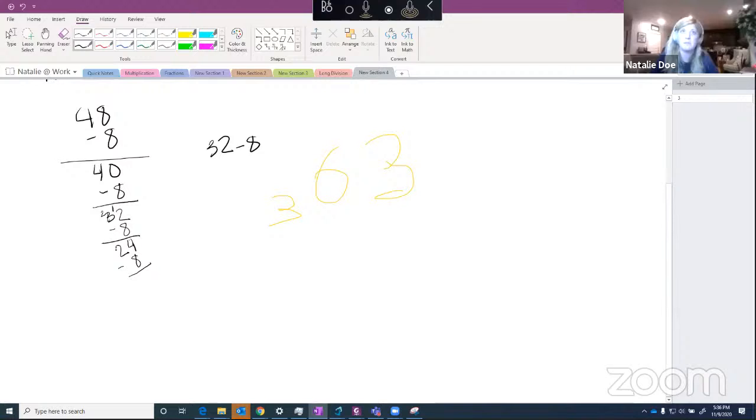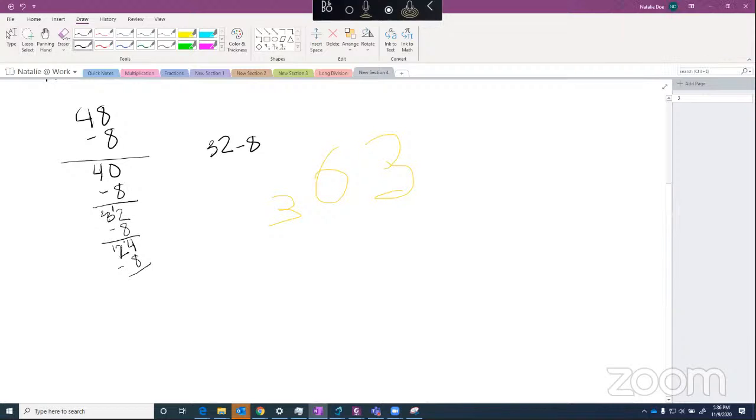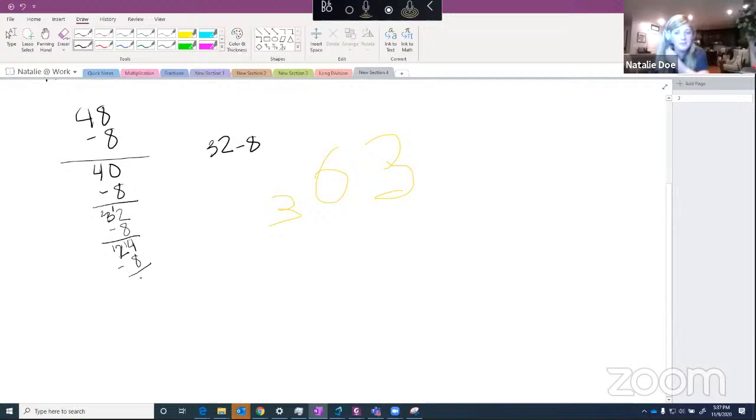So why don't we do it the long way? Let's borrow 1 from here. So now we've got 14. What's 14 minus 8? 6. Yeah, 6. So then we carry our 1 down here. So 24 minus 8 is 16.